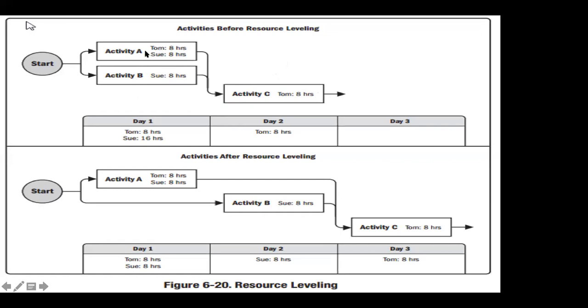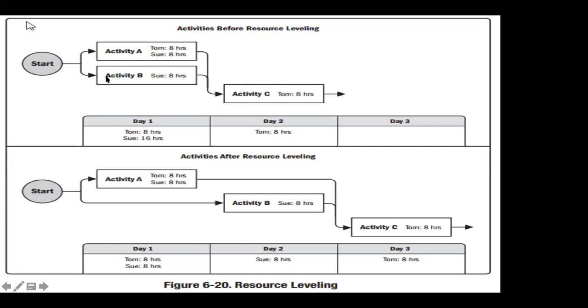To do activity A, you need Tom and Sue. Tom can work 8 hours. Sue can work 8 hours. So for activity A, Tom will work 8 hours and Sue will work 8 hours. That means you need Tom and Sue, and both need to work 8 hours together to complete activity A. Those are the resource requirements.